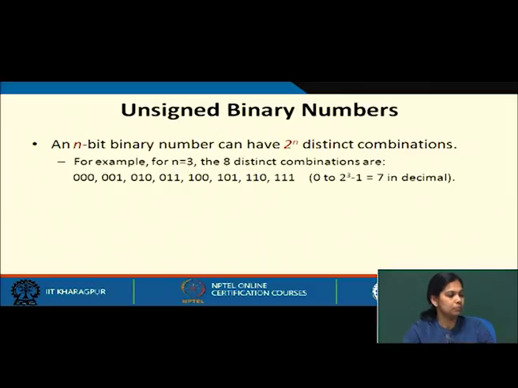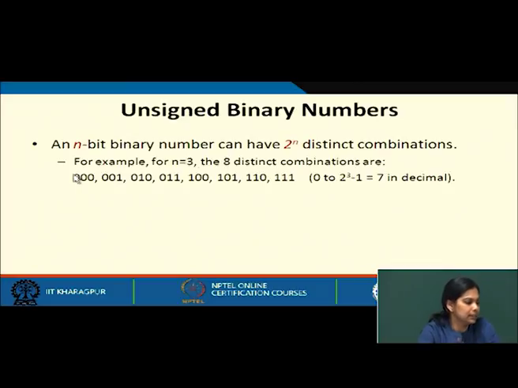An n-bit binary number can have 2 to the power n distinct combinations. For example, if you consider n equals 3, we will have 2 to the power 3 combinations. What are those combinations? They range from 0 to 2 to the power n minus 1.